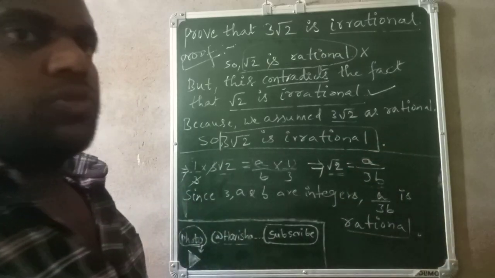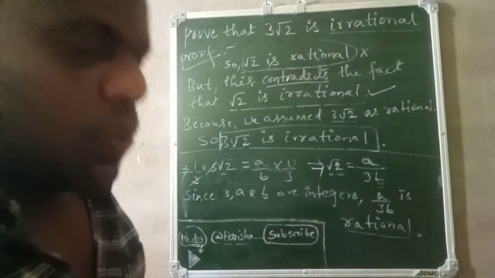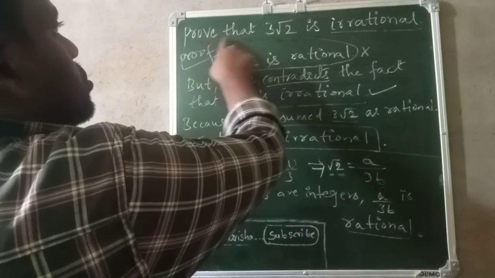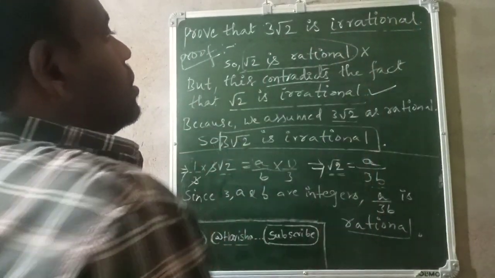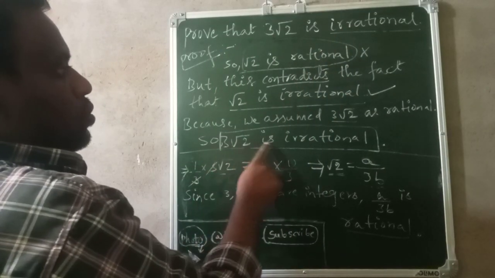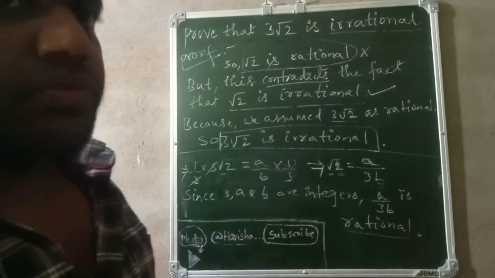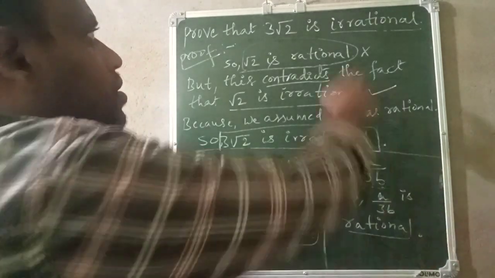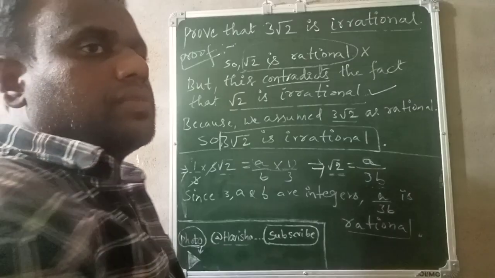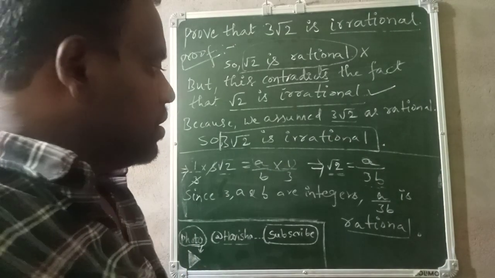So that means we proved that. This is the final answer. What was the question? Here only. So prove that 3 root 2 is irrational. So according to this question, we proved it. 3 root 2 is irrational. Okay? So that's all. According to the question, we have proved it. So that's all the answer. That is the final answer.